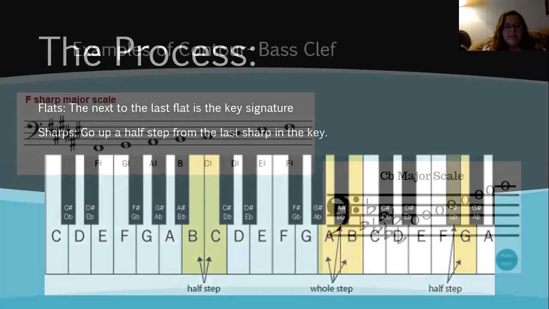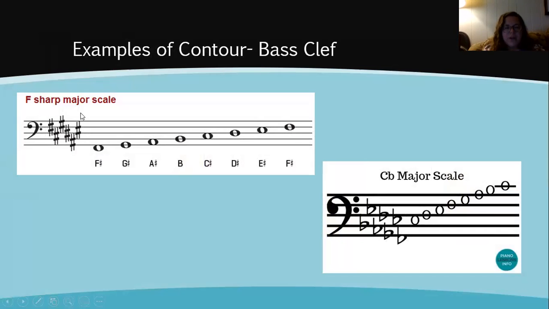So let's look at this key signature right here. We've got F sharp major. We're going to go to the last sharp, excuse me. And our last sharp is actually E sharp. So, like we just said, between E and F is a half step. So E sharp, a sharp raises any pitch a half step.